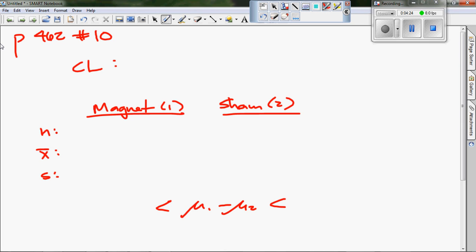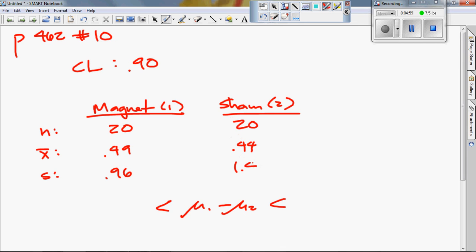Alright, number 10, we want to construct a 90% confidence interval estimate for the difference between the two mean reductions in pain. So we have magnet and we have sham. Let's see the statistics that are given for both. For the magnet, N is 20, X bar is 0.49, S is 0.96. For the sham, N is 20, X bar is 0.44, and S is 1.4.